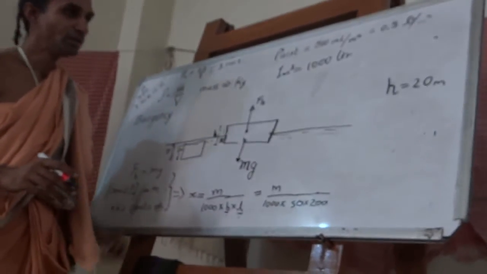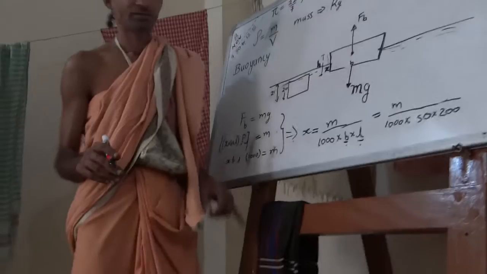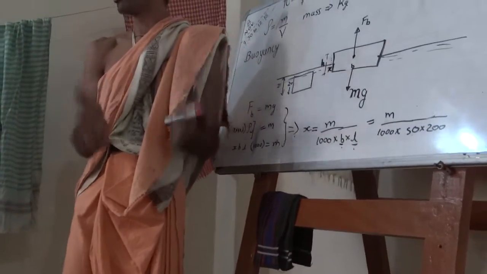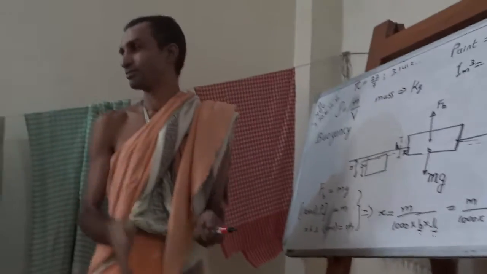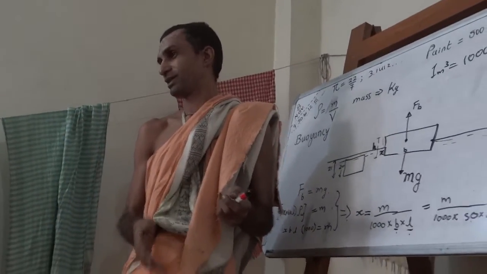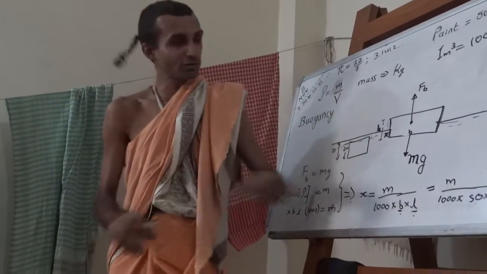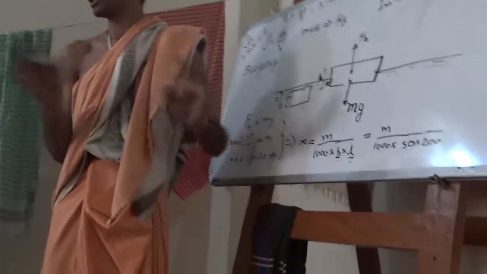There will be mass of the boat also. So this is the total mass: the mass of the boat, the engine of the boat, whatever fuel it is taking, and whatever things are loaded. This is the total mass. So you have to calculate everything.